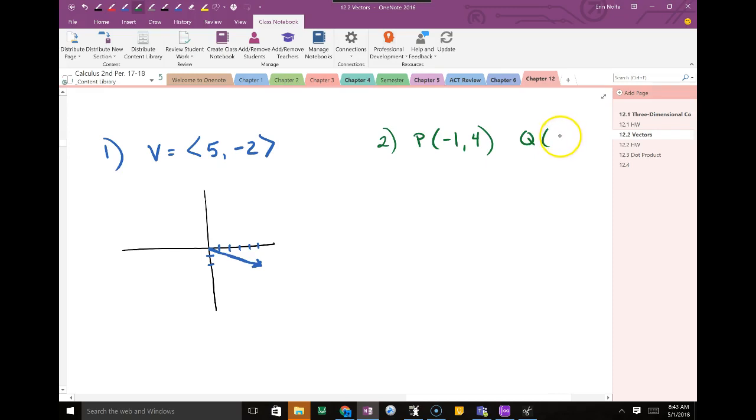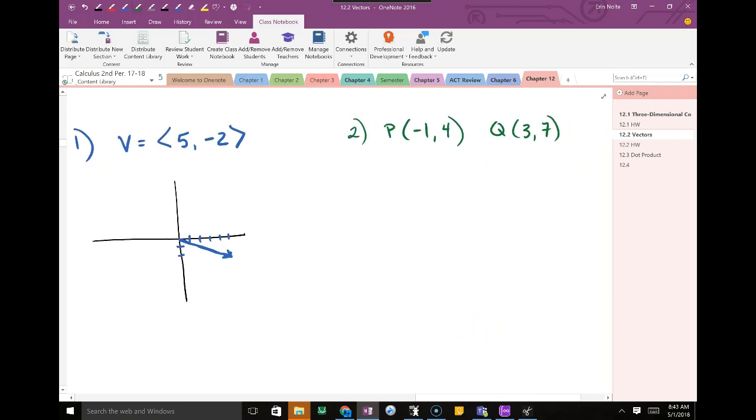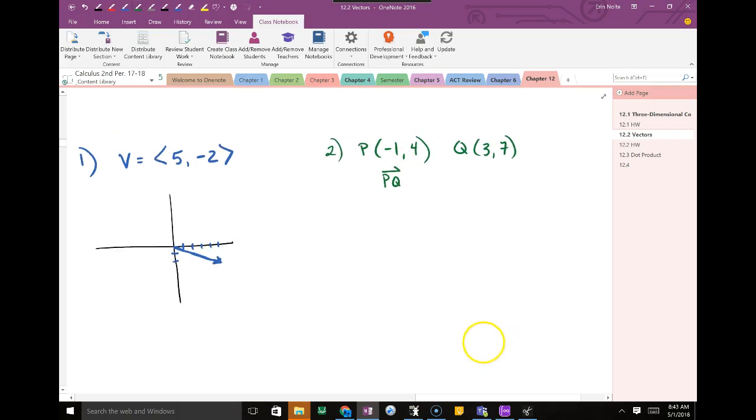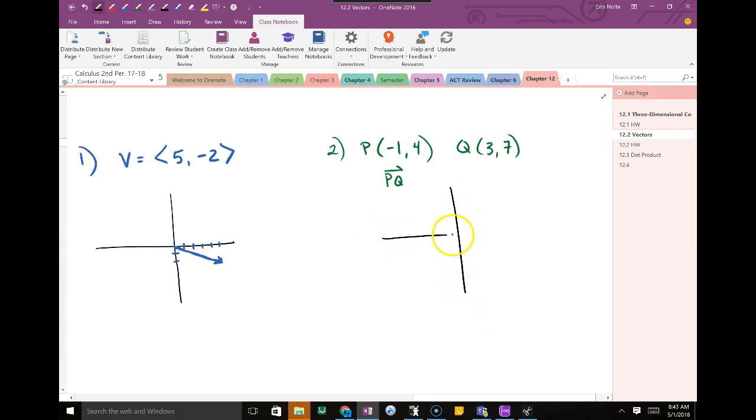So let's just say I'm giving you an initial point and a terminal point. Okay, so if they're in parentheses, what are they? They're points. Okay, so I want you to find the vector PQ. If I was going to draw the vector PQ, what would that look like? Where would I start?